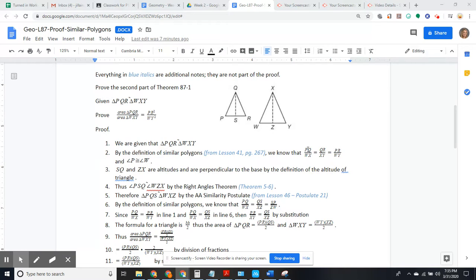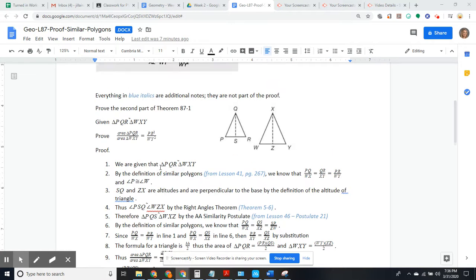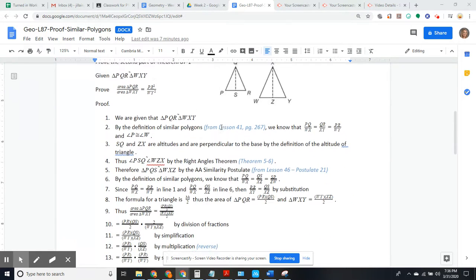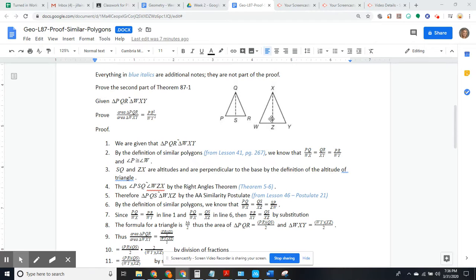We know that each of these segments' ratios are equal to each other. So that establishes that, and that angle P is congruent to angle W, by the definition of similar polygons. And I added this: the book proof doesn't say that, but it's making us assume that these dashed lines are altitudes. So I added in, just to make it a little firmer, that SQ and ZX are altitudes and are perpendicular to the base by the definition of the altitude of a triangle.